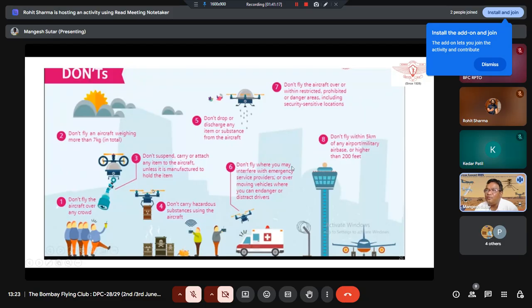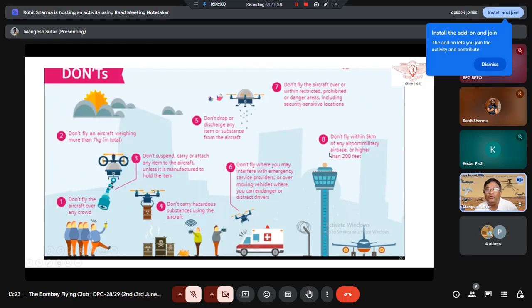Do not fly where you may interfere with emergency service providers, or over moving vehicles where you endanger or distract drivers. A lot of people fly DJI drones and capture moving trains and moving vehicles. I have seen a lot of such videos on Instagram, made by people who own the drones. So don't do these things, because you may distract or endanger the people driving the car or other vehicles, unless you are required to.